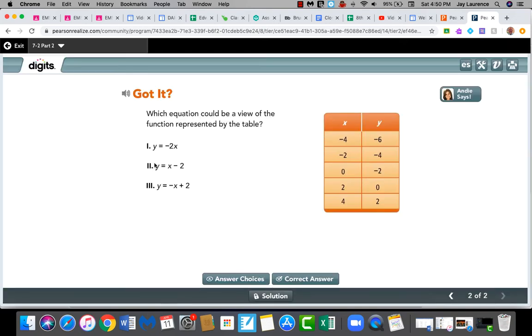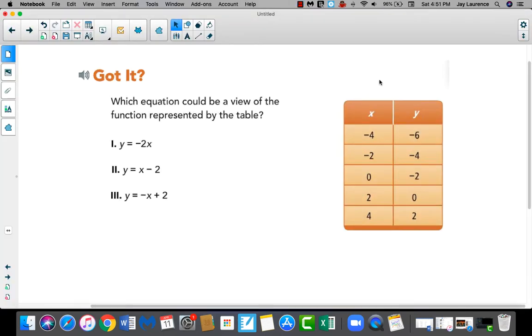Okay. All right. So which equation could be the view of the function represented? Which one of these equations would yield these results? Well, let's see here. I'm going to pause the video. Okay, I brought the problem over here to Smart Notebook so I could do some writing on it. And I've got to test some of these inputs and see if they yield the outputs.